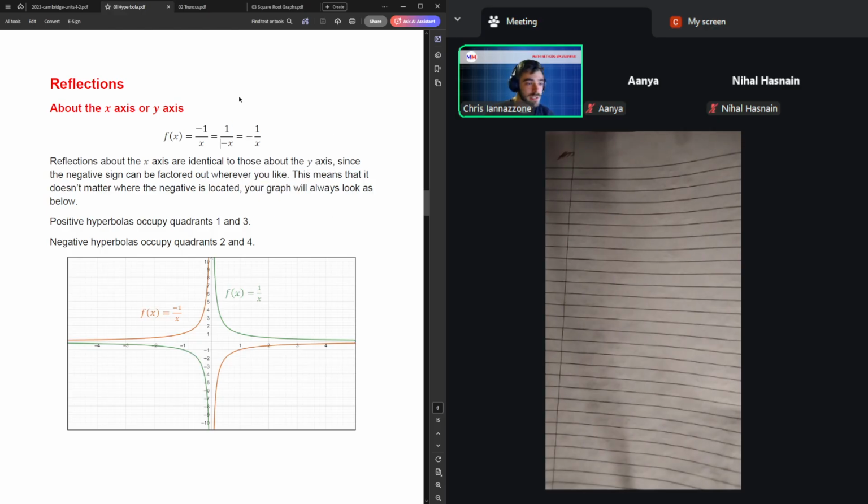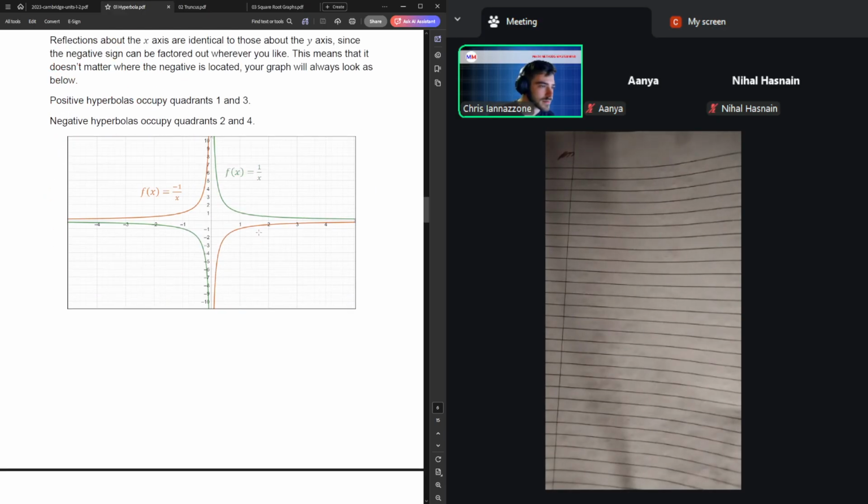Also, if you had double negatives, it would flip right back to being positive. So if you reflect in both horizontal and vertical axis, it's the same as if you had done nothing at all.